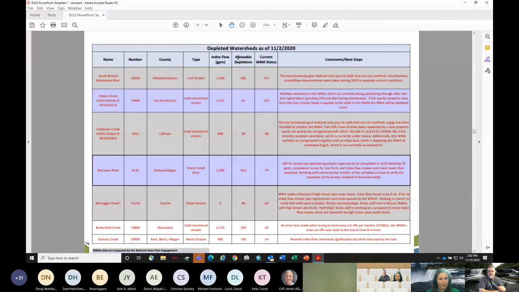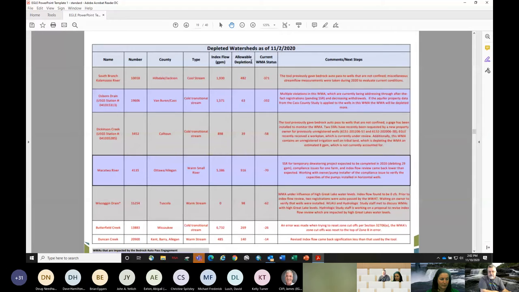The next column, allowable depletions, is multiplying the index flow value by the percent allowable depletion in statute. For example, a cold transitional stream only allows 4% depletion, whereas a warm stream is 24% depletion. So multiply that out in GPM. And then the next column, current water management area status, is our current cumulative stream flow depletion tracking total in gallons per minute. And the far column on the right are comments and next steps that EGLE plans on taking.